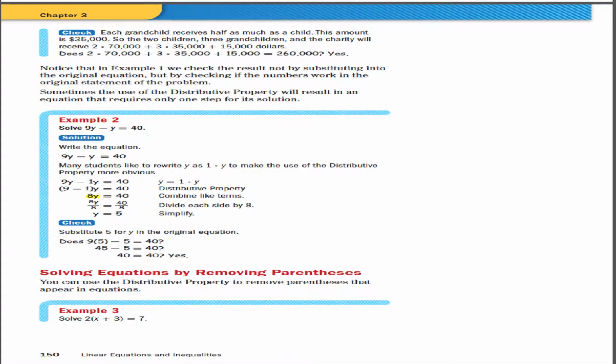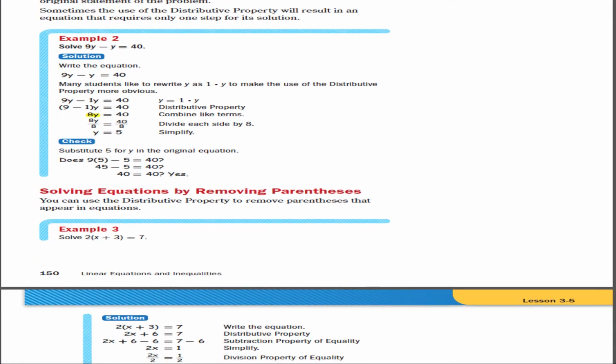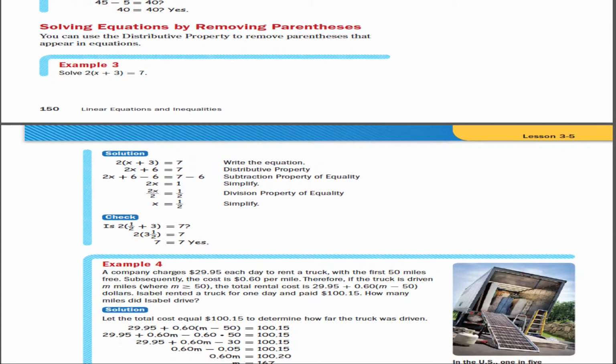Solving equations by removing parentheses. This is a big use of the distributive property, because we use the distributive property to multiply through something like this, even though we can't add the x and the 3. This property allows us to multiply everything in there by 2. So 2 times x is 2x. 2 times 3 is 6. Now we are into the form of the equation we've seen before. We know how to solve these. We've done it before. When you're done, you check.